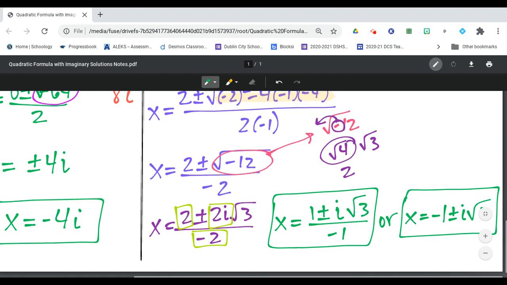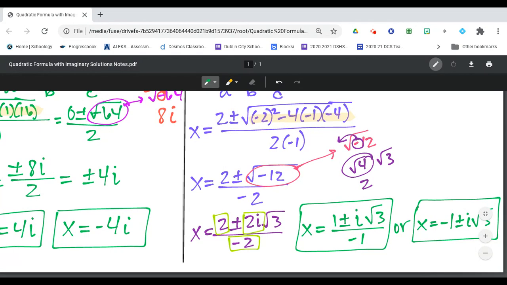Okay, so you're going to practice now the quadratics practice with imaginary solutions. So you should end up with i's in your answer because those solutions don't actually exist on the coordinate plane.